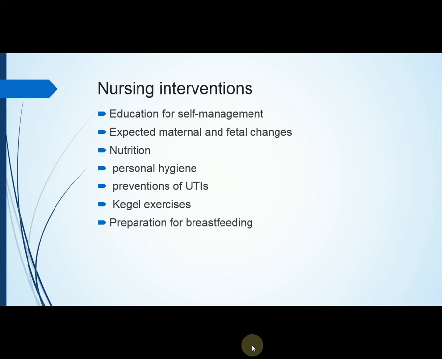Wear cotton underwear. Avoid bubble baths. Don't wear tight clothes. Be sure they consume enough liquids. Be sure that they don't hold their urine for long lengths of time. And of course, teaching them Kegel exercises can help them with possible incontinence later on. And cranberry juice, of course, is still offered as an intervention to help prevent that.